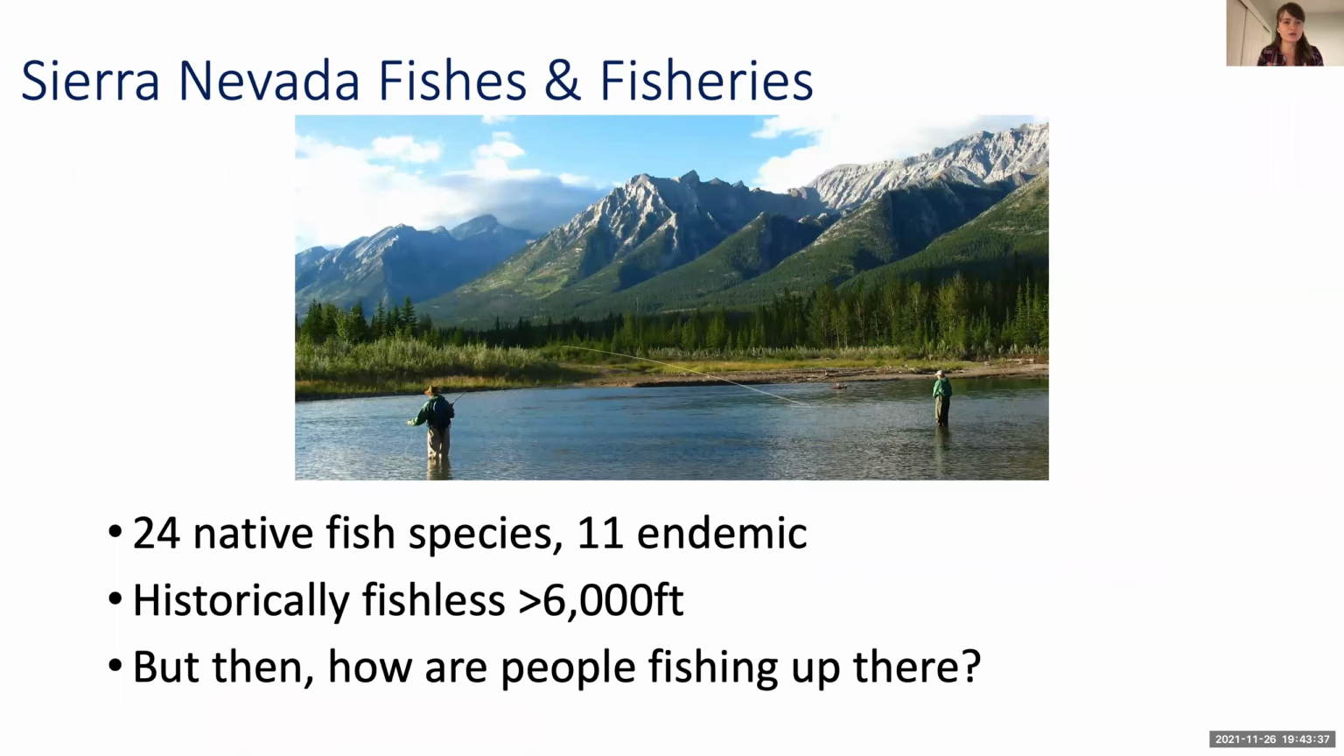So the Sierra Nevada has 24 native and 11 endemic fish species. But at an elevation over 6,000 feet, the lakes are historically fishless, but now there are fish. So I have a question, and I'll give you a moment to think about it. If I gave you a mission to stock a couple hundred trout in a lake right at the top of that mountain, right here, how would you do it? Well, here's a demo of one way.